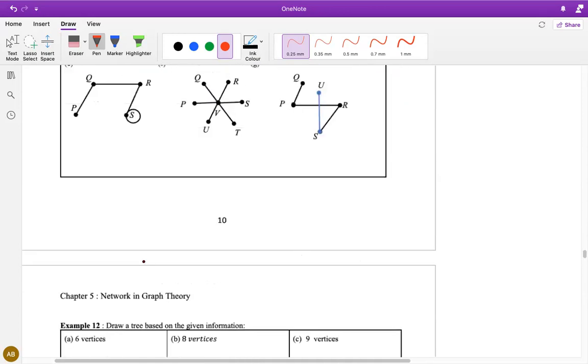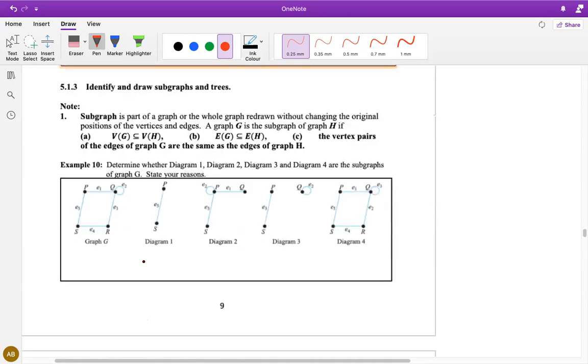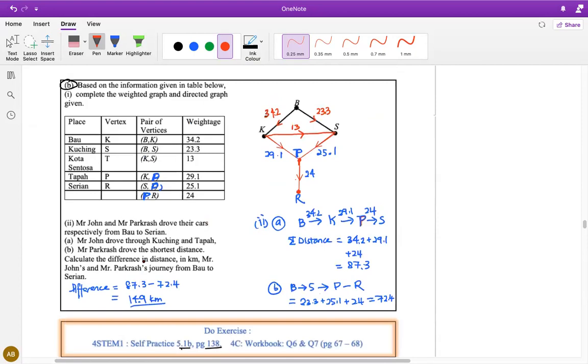So yesterday I gave these examples. Maybe some of you did not see the WhatsApp. So here there's some correction. Bao is B actually, and Kuching is K, and Kota Sentosa is S. And then there's a pair of vertices also wrong. KP, this is SP and PR. I already sent it to your WhatsApp group, right?